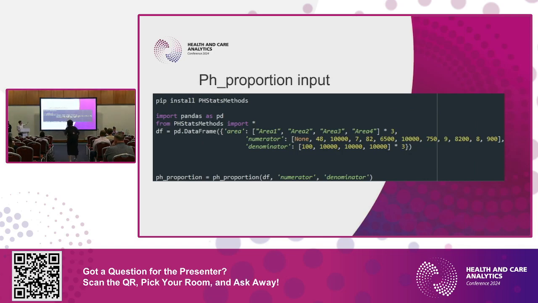So this, as you can see, it says at the top, pip install pH stats methods. That's how you would install the package. Very simple. It can also be installed from GitHub if that's easier for you. We do then import the package, and we have our dummy data in the middle under df. You can see this is the data that is used in the doc strings. We've just pulled it straight out of the example. And the bottom line of code is all you would have to run the proportion function. The numerator and denominator columns can be substituted for whatever your columns are named. They don't have to be named that. If it's, for example, count or population, those can go in.